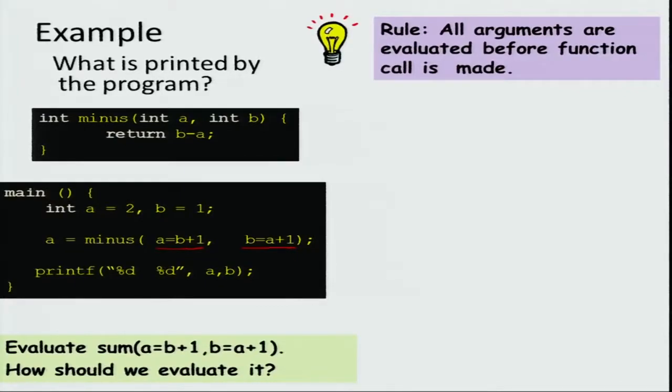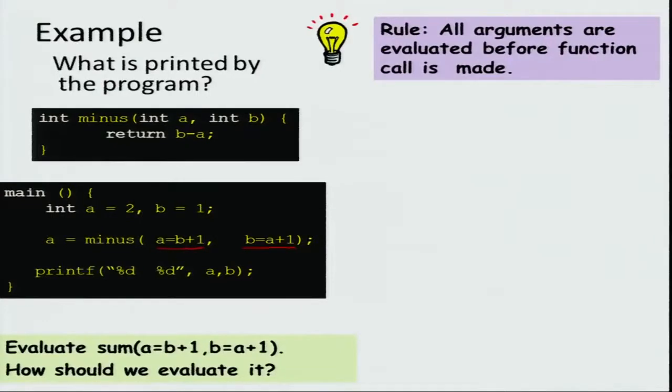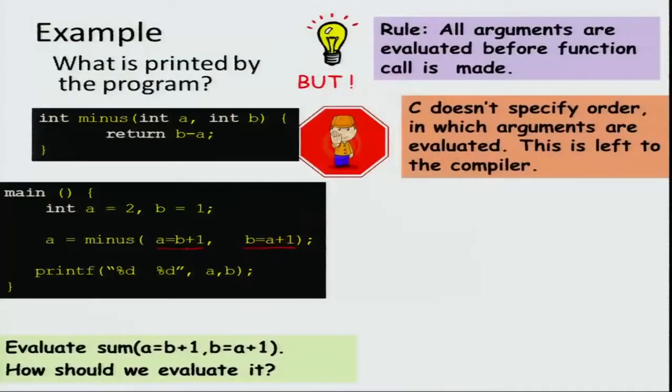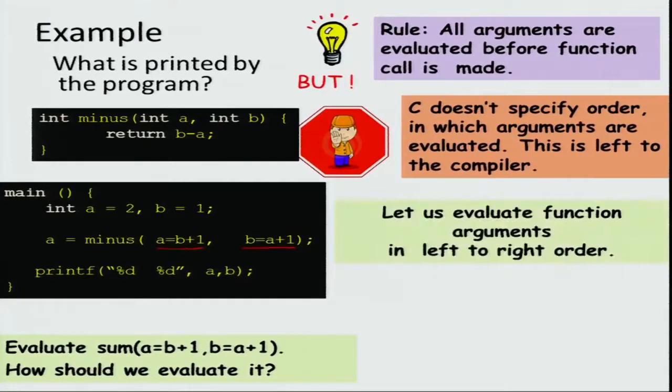Okay. So, how should we evaluate it? The general rule is that all arguments are evaluated before the function call is made. So, before the function is executing, we know that a equal to b plus 1 and b equal to a plus 1 both will be executed. But, and here is the major problem, we know that both have to be executed, but C does not specify in which order they have to be executed. So, it is left to the compiler. So, let us evaluate it first in left to right order. So, this expression first and then b equal to a plus 1. So, what will happen then?